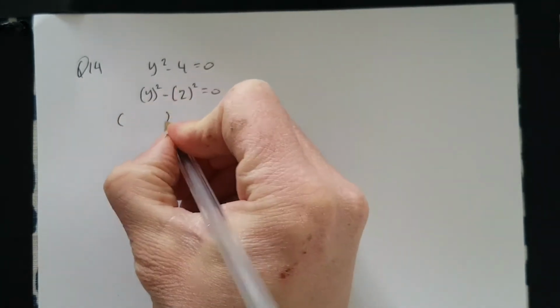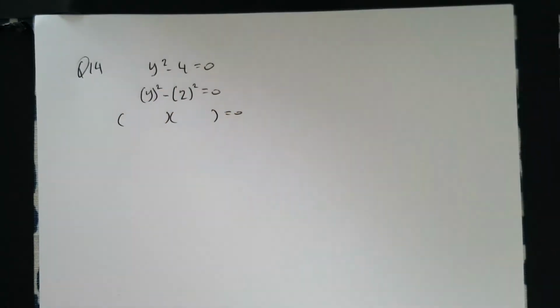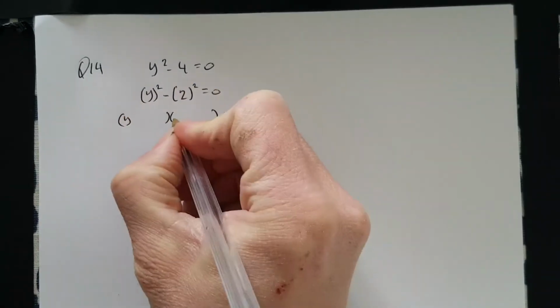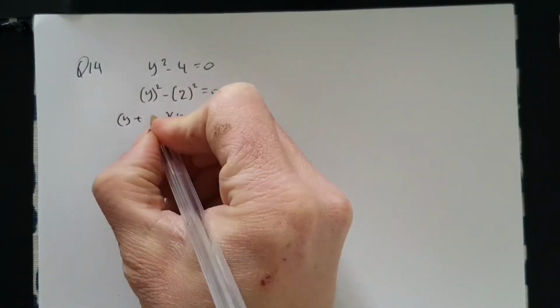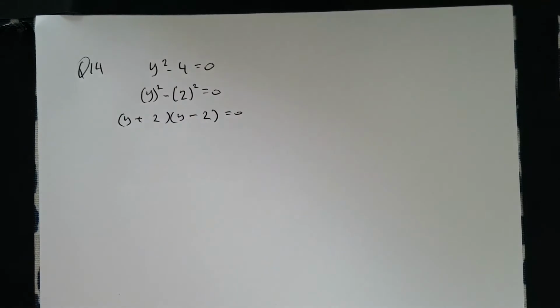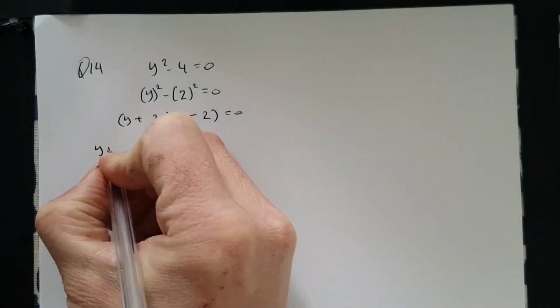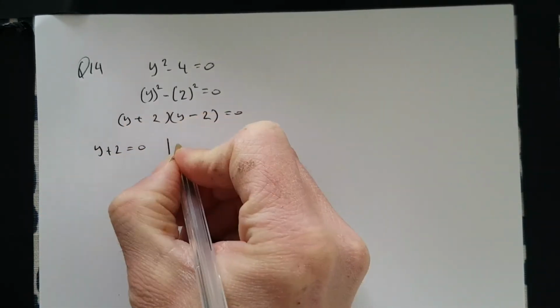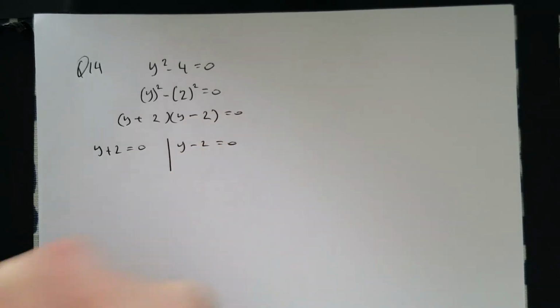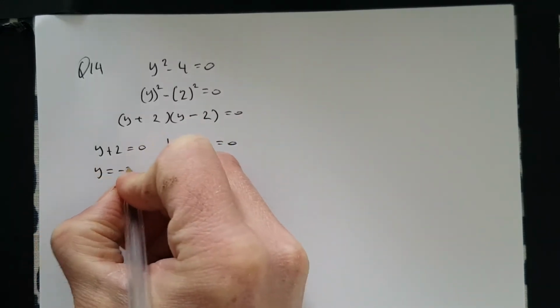So when it's the difference of two squares, we open up our two brackets, they're multiplying to give 0. The first term y goes into the first part of each bracket and the second term 2 goes into the second part of each bracket. Now that will give me two possible solutions, y plus 2 is equal to 0 or y minus 2 is equal to 0. So that gives us y equals minus 2 and y equals 2.